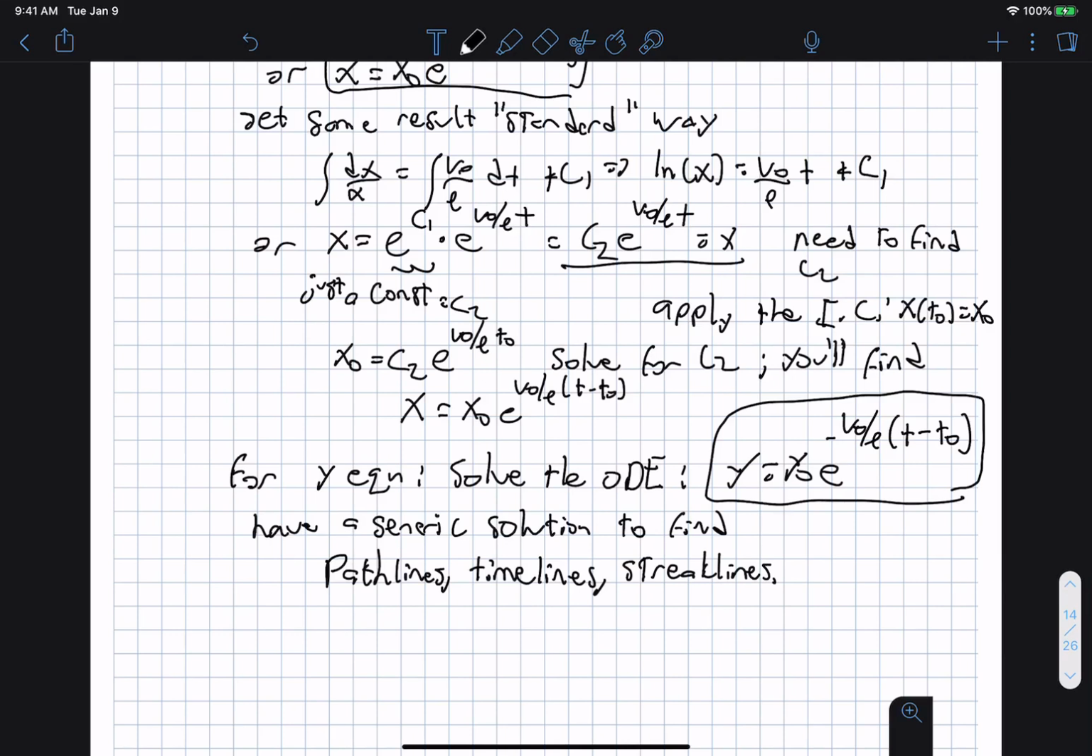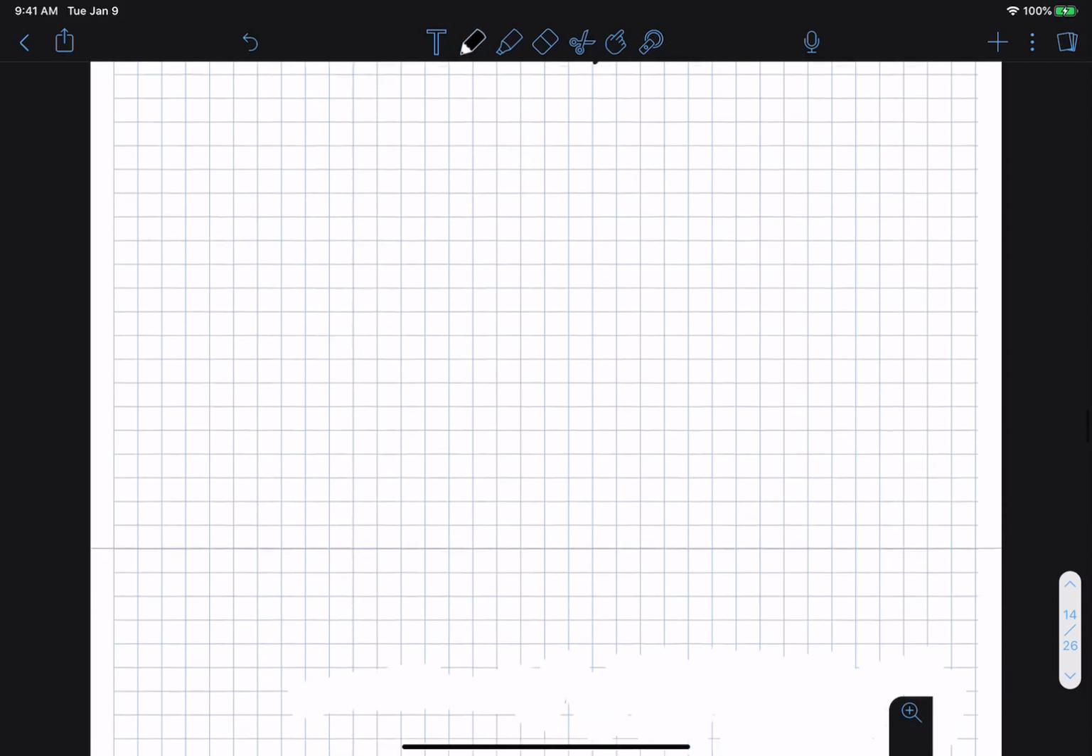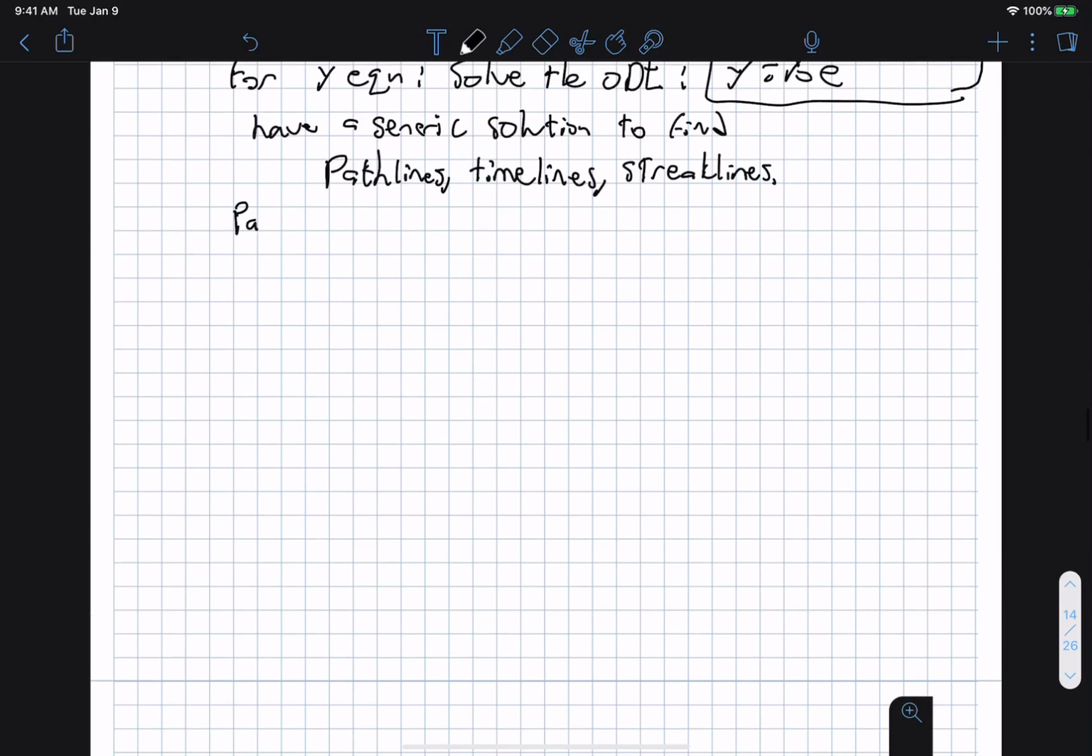Okay, and then to find one or the other, it's just dependent on which parameters we vary and which ones we hold constant. Okay, and then for pathlines, you pick t naught, the release time, x naught, and y naught, and plot x of t and y of t on an xy diagram.